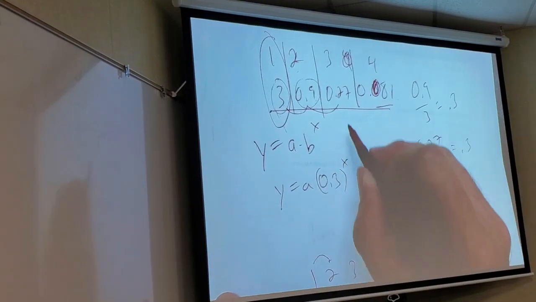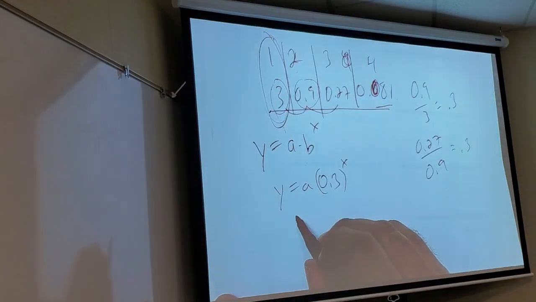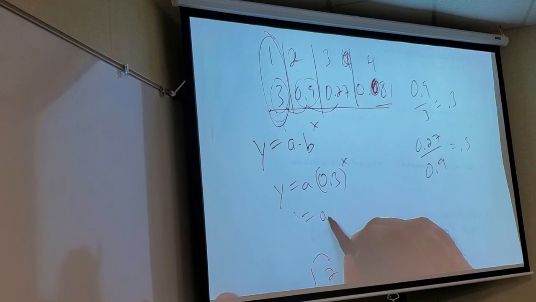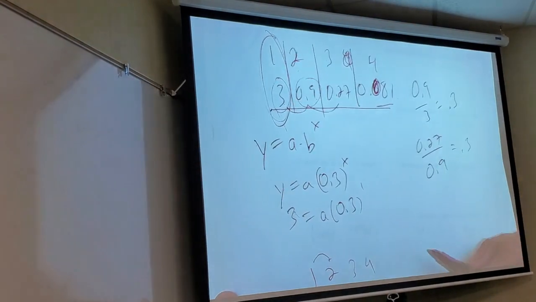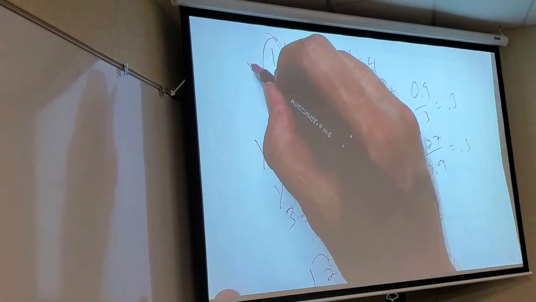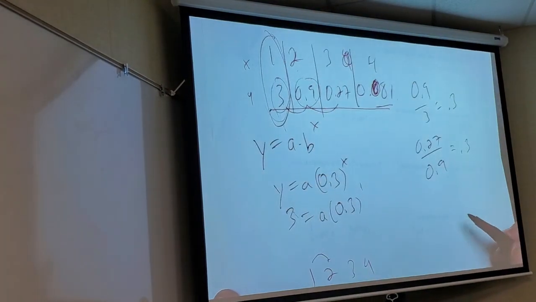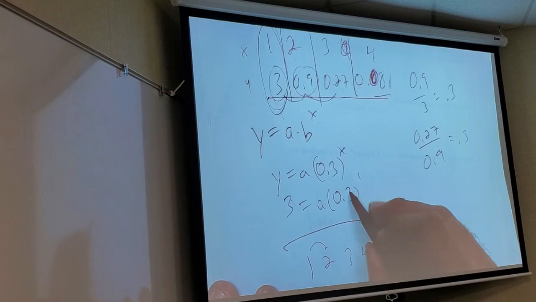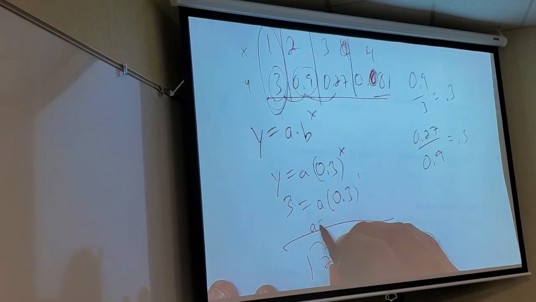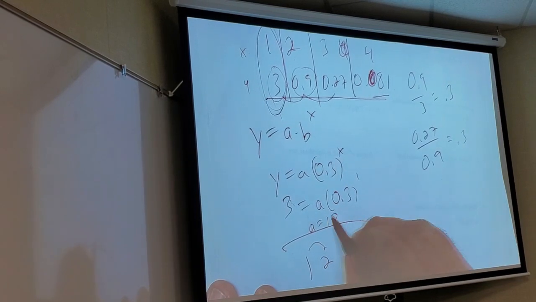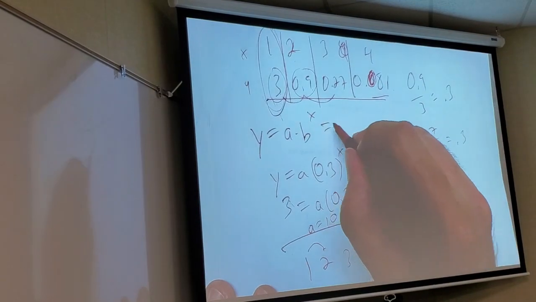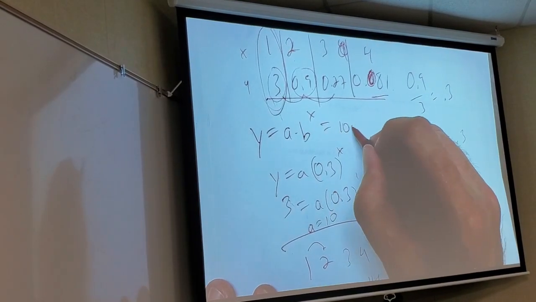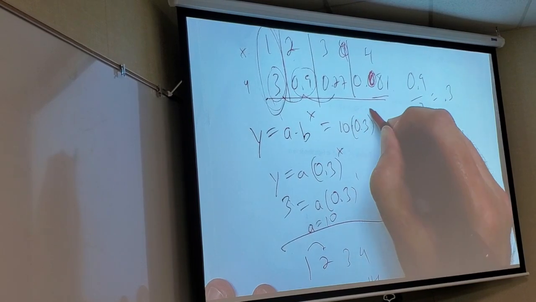And now I can just plug in the easiest point. So when I plug a 1 in, the answer is supposed to be 3. Do you guys see that? When I plug a 1 in, I left my x and y off, but oh well. So then you just solve for A, divide by 0.3, and you get A is 10. So then I get y equals 10 times 0.3 to the x.